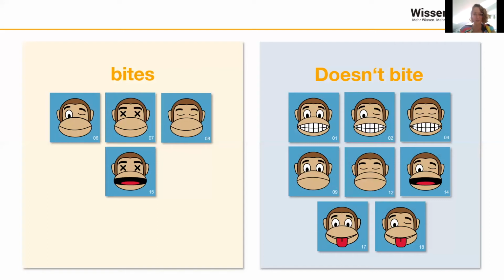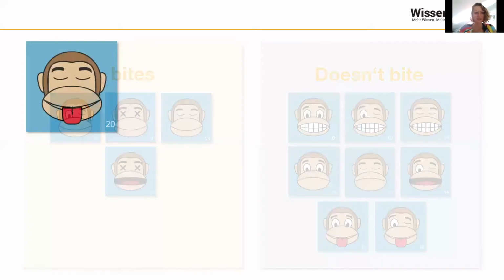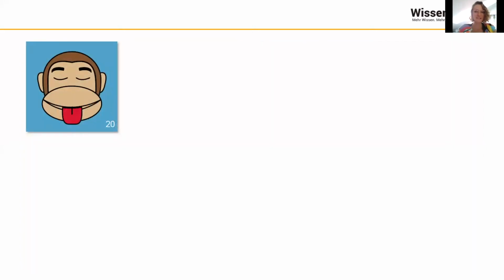So I'm sure you're already done with your rules, so let's test them. Please decide whether this monkey bites or doesn't bite and write your answer into the chat. So this monkey doesn't bite. So if you chose that, then looks like your rule is okay. Let's try another monkey.